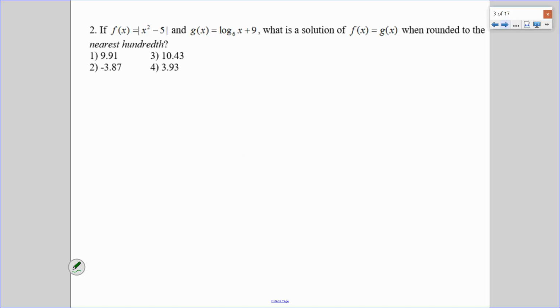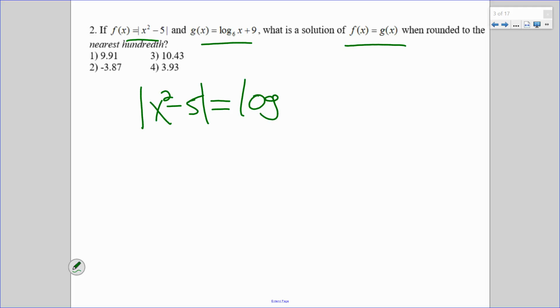If f of x equals that, and g of x equals that, what's the solution to f of x equals g of x? Well, if f of x equals g of x, I'm going to set f of x equal to g of x. Ooh, there's a typo in this question. Please change the problem to that. So it should be g of x equals log base 6, x plus 9 plus 9, minus b.